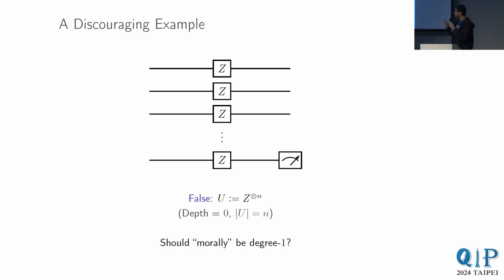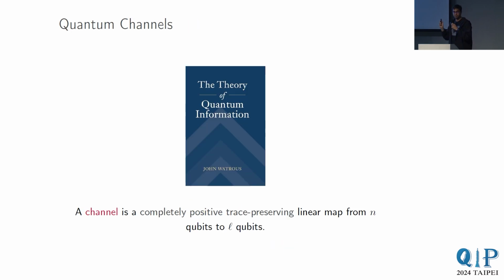But this is in some sense morally a degree 1 function, right? We're interested in QAC0 circuits which are computing Boolean functions like the parity function, and so we really are only interested in the output of a single qubit. And so in some sense, this should only be a degree 1 function. And the key insight of our work was to find some way to capture this intuition.